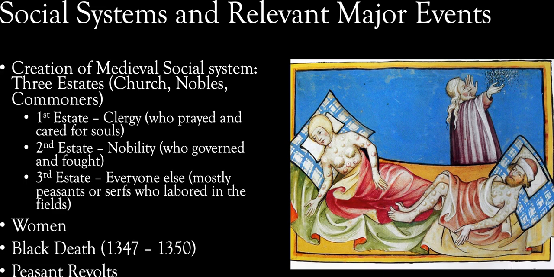Then we have the second estate. This is the nobility, right? The nobility is everyone who governed and fought and protected and ruled. Really, this is probably the most powerful political estate in a lot of ways, although the church, as we will see, does have more power than governments for quite some time. And then the third estate is everybody else, absolutely everybody else. And this was mostly peasants or serfs who labored in the fields.